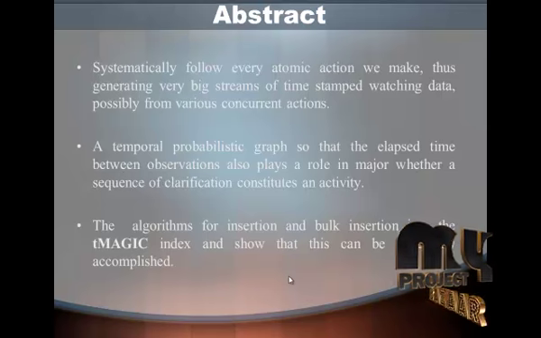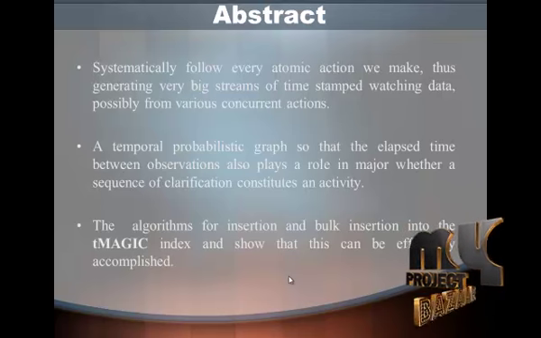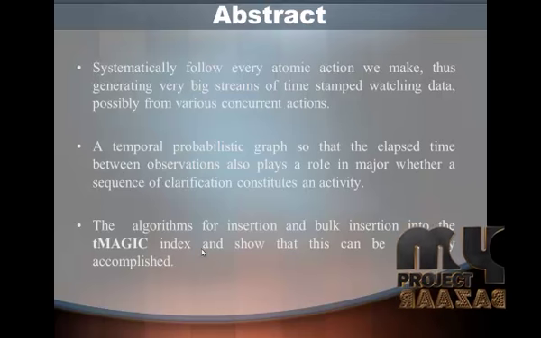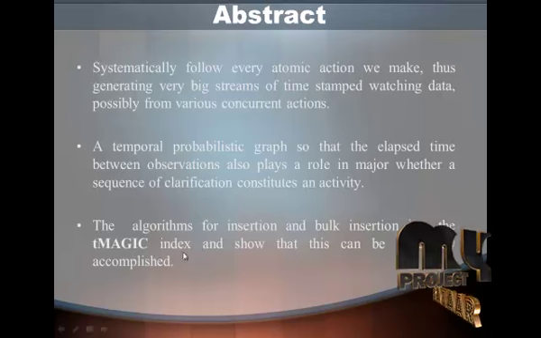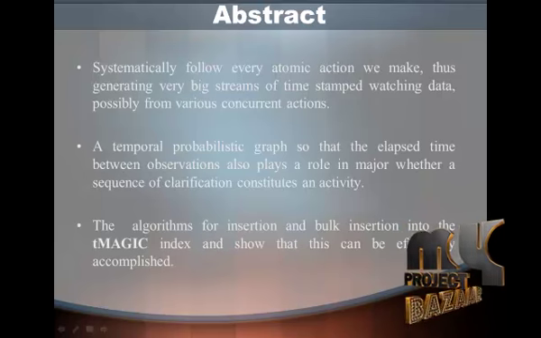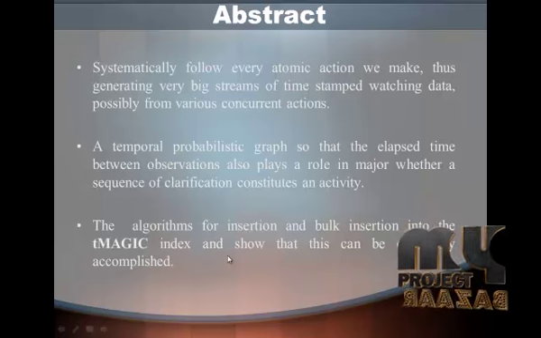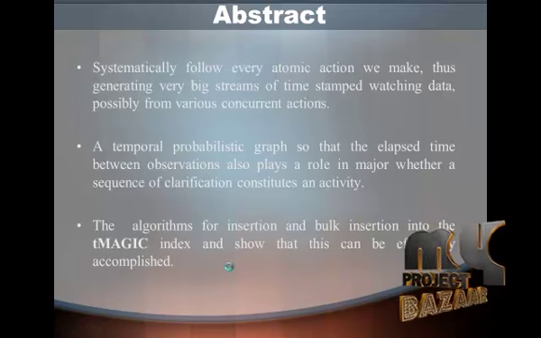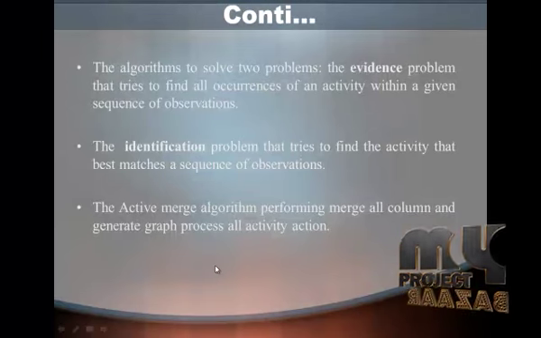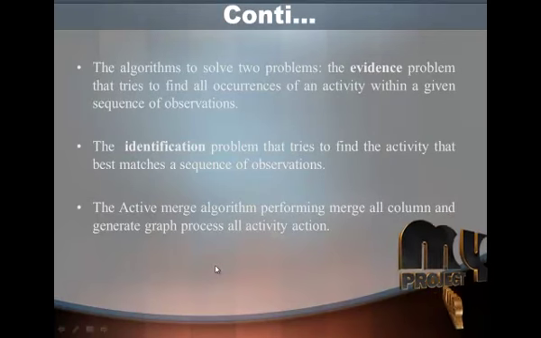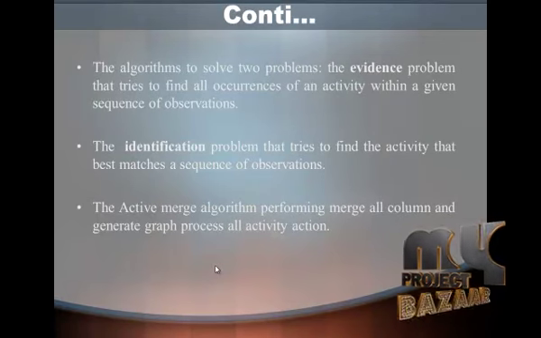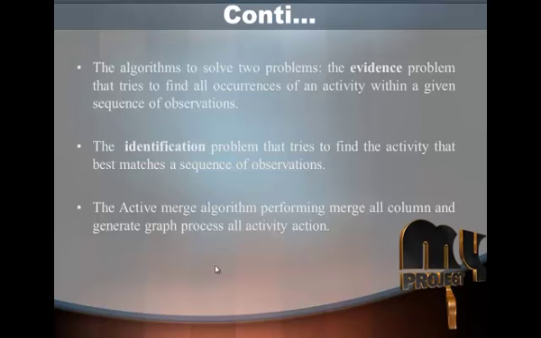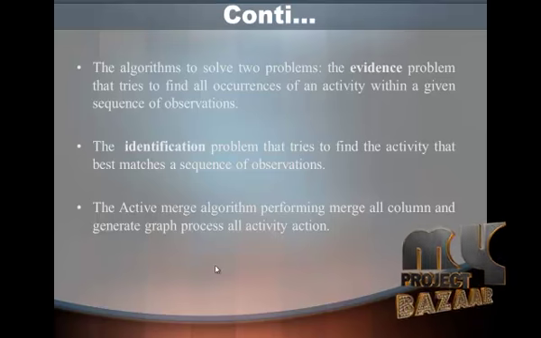In this, our activity process is every transaction and access process, calculating for every movement process. The algorithm for insertion and bulk insertion into the T-magic indexing can be effectively accomplished. The algorithm solves two problems, and the evidence problem tries to find the occurrence of the activity with a given sequence of observations. The evidence and identification problem is very important for our process.